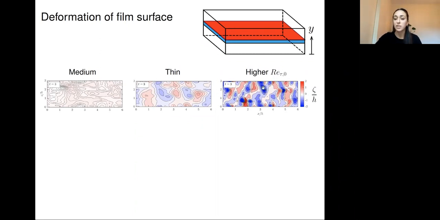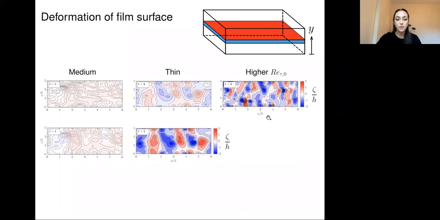They're all using the same color scheme, and we have much larger deformations for the higher Reynolds number, all at the same time post beginning of the simulation, so all at time equal to 3. And so we start to see the influence of both on the size of these deformations and how large they are at a certain time. This film is actually already ruptured at that time.